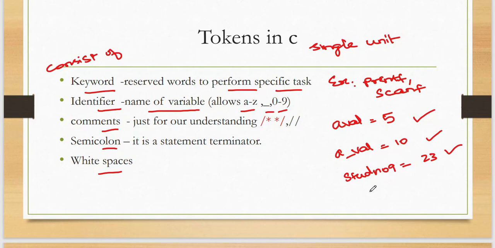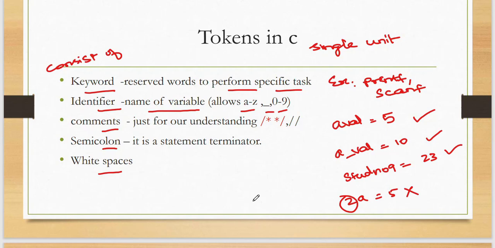What is an invalid identifier? Any variable which does not follow these rules, since it allows only a to z, underscore, or 0 to 9. These are the valid identifiers. If it violates any of these rules, then it is called an invalid identifier. For example, if you start with a digit, like 2a equal to 5, this is wrong. The first letter should be an alphabetic letter.